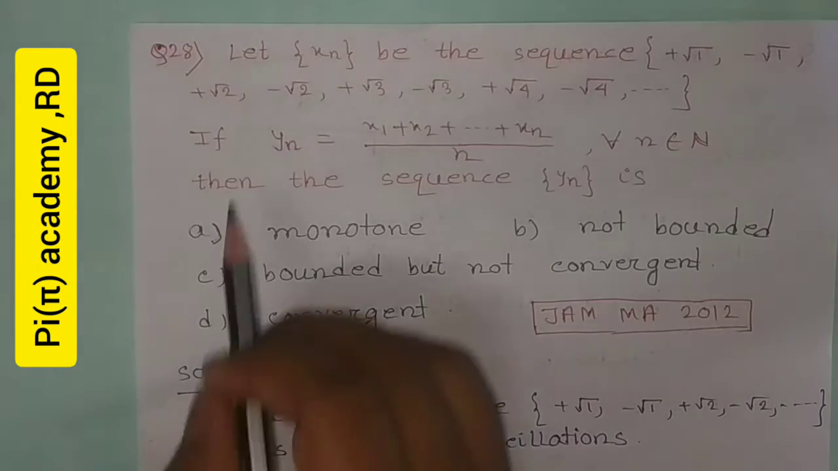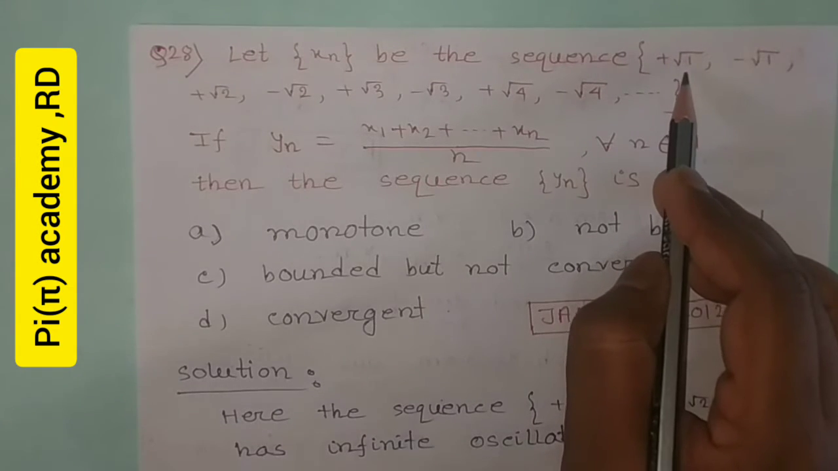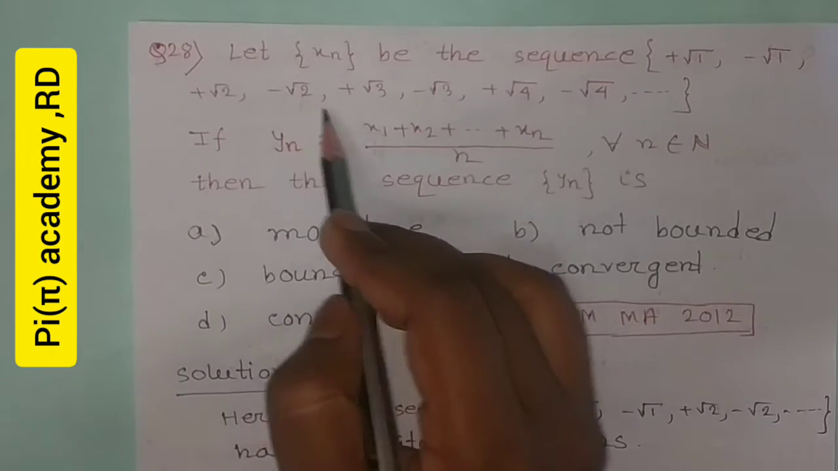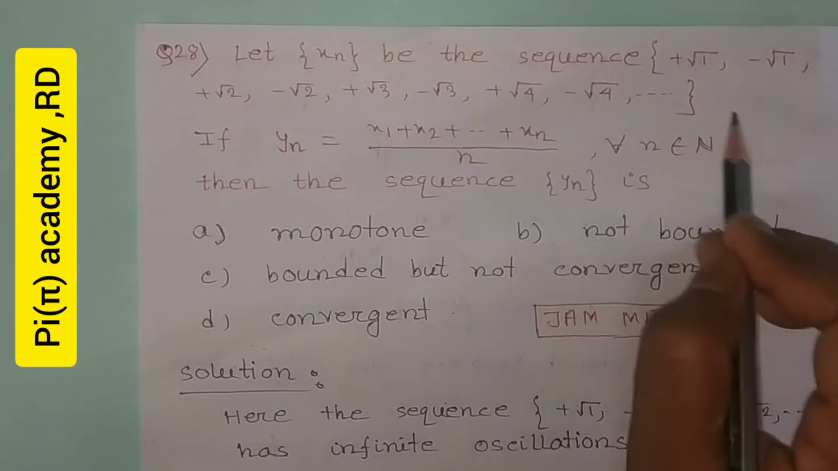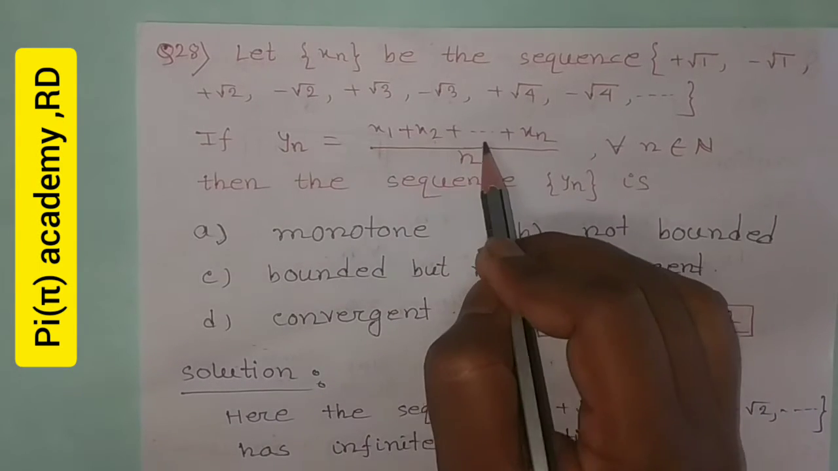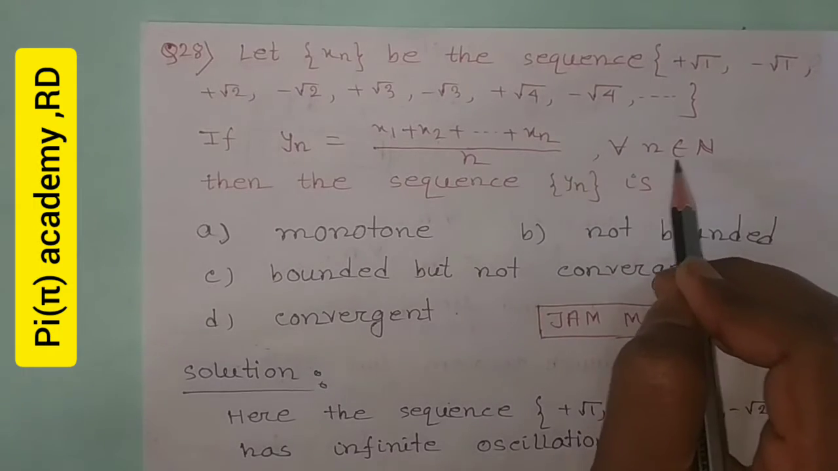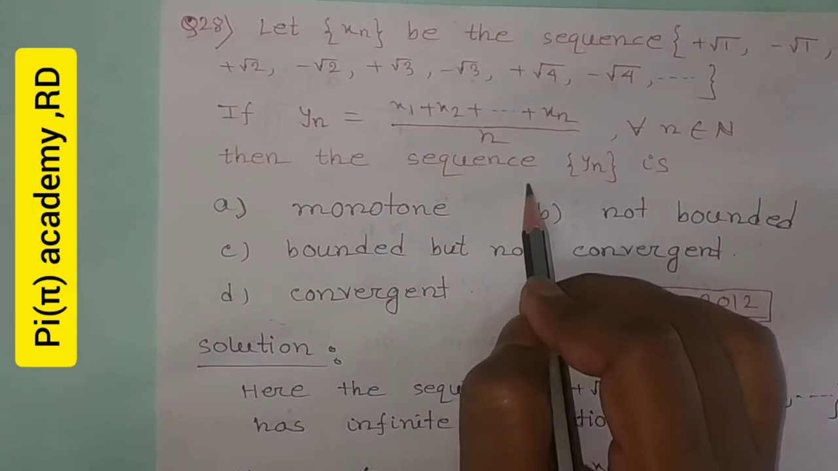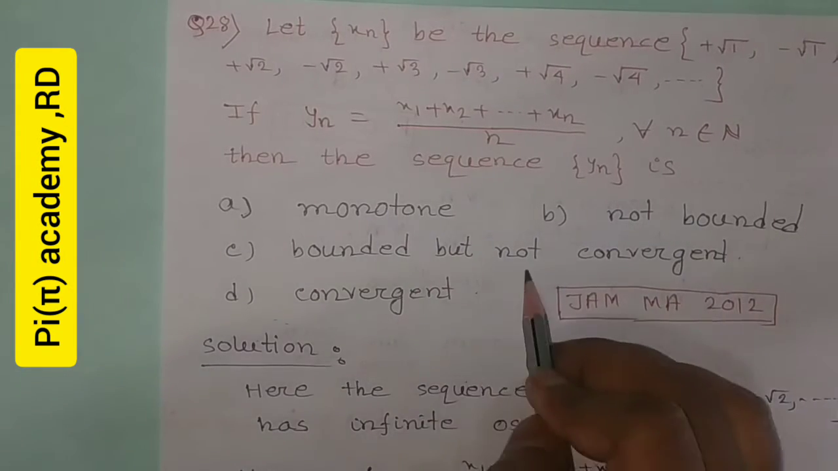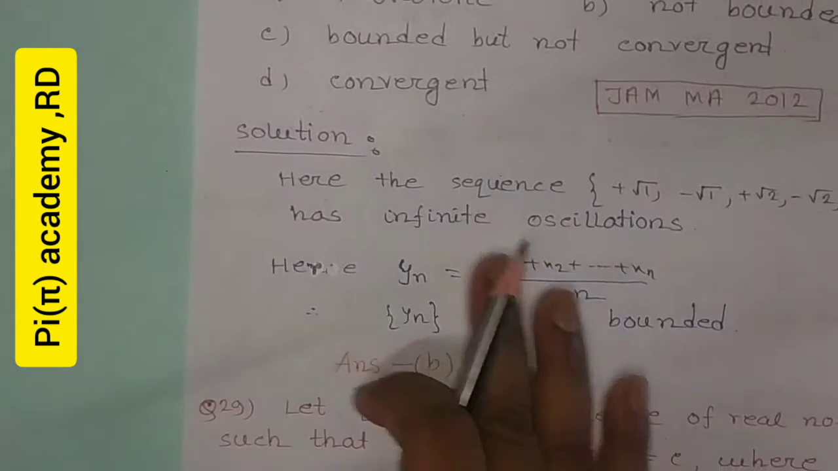Now question number 28. Let xn be the sequence root 2 minus root 1, plus root 2 minus root 2, plus root 3 minus root 3, and so on. If yn equals x1 plus x2 plus dot dot dot plus xn divided by n for all n belonging to natural numbers, then the sequence yn is monotone, not bounded, bounded but not convergent, or convergent. JAM MA 2012. Now solution.